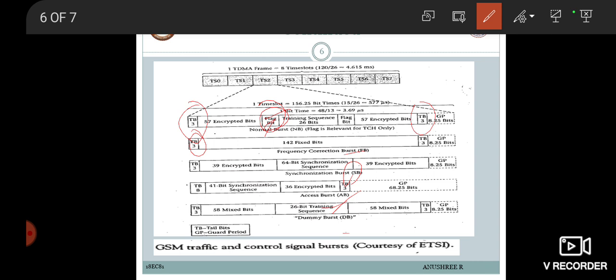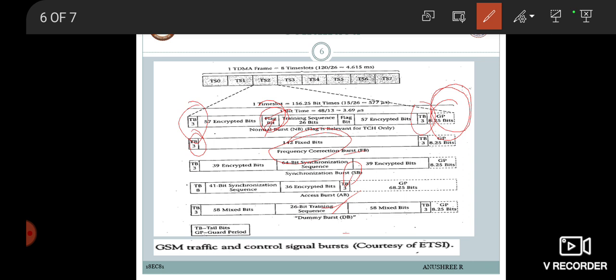The frequency correction burst is used by the mobile to obtain frequency synchronization. It consists of 142 fixed bits preceded by 3 tail bits and followed by 3 tail bits. It also has the same 8.25 bit long guard period after it. The repetition of the frequency correction burst by the BTS within the GSM frame structure becomes the frequency correction channel.